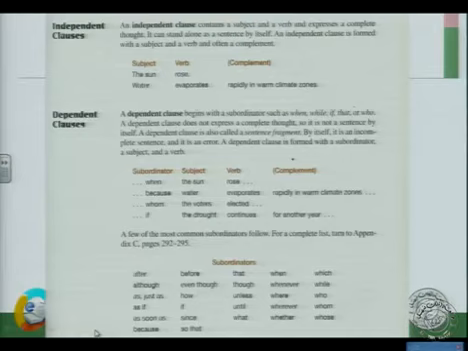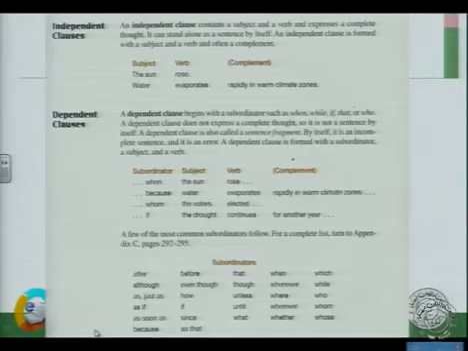As you can see here, this is another definition. This is an interesting definition of independent clauses. An independent clause contains a subject and a verb and expresses a complete thought. It has a complete thought. It can stand alone as a sentence by itself. An independent clause is formed with a subject and a verb and often a complement. لاحظوا هذه. The sun rose. طلعت الشمس. It has only subject and verb.